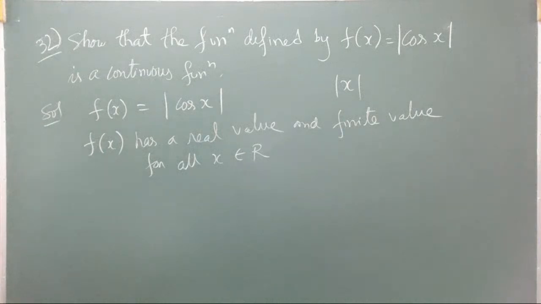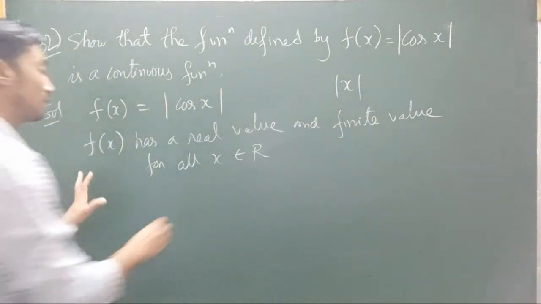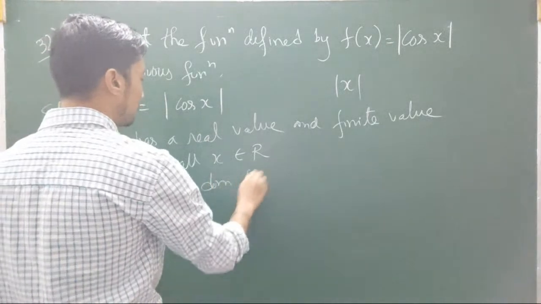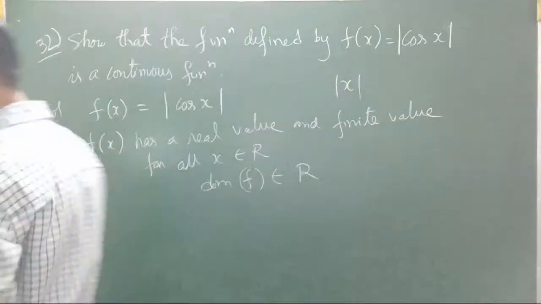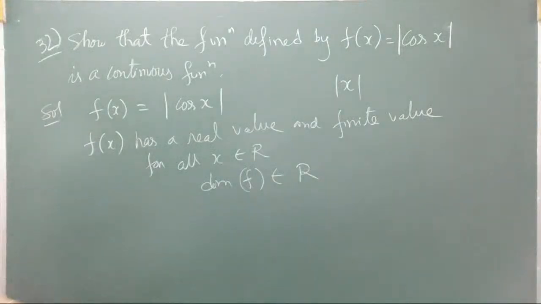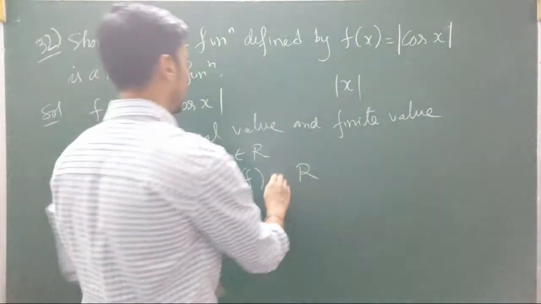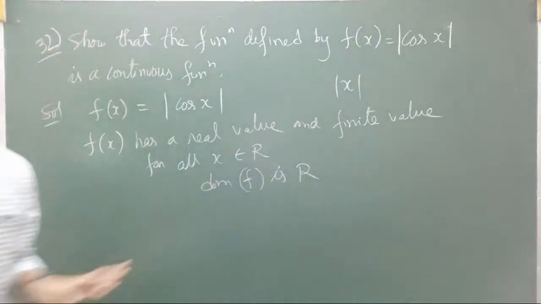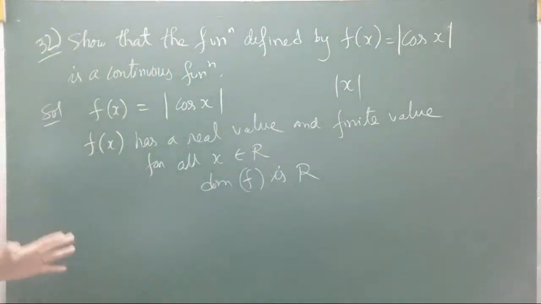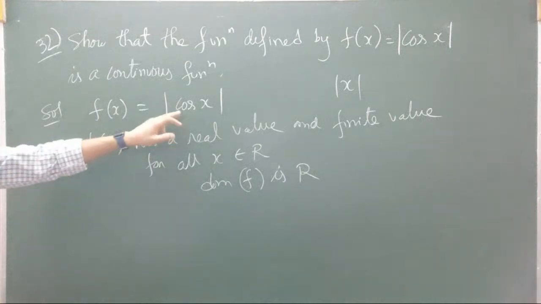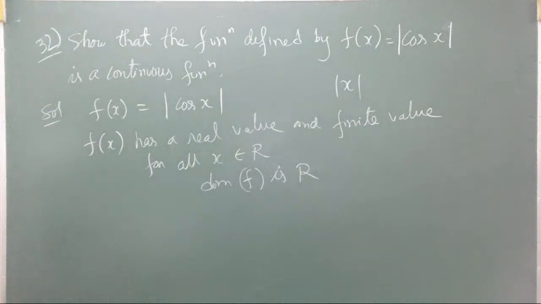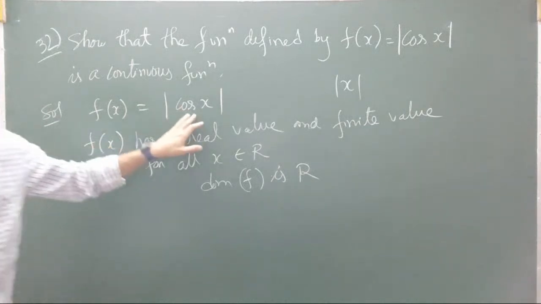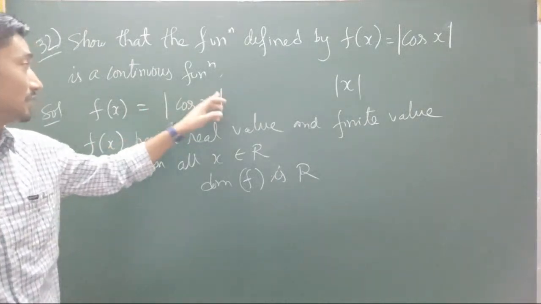So here we will be talking of real numbers only. That means the domain of the function f is the set of real numbers. Alright, that gives us the assurance and we can proceed. Now, you will see that this is also a composite function, isn't it? We have here a trigonometric function and the modulus function.